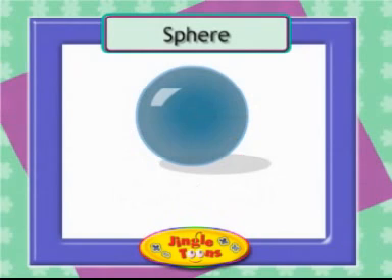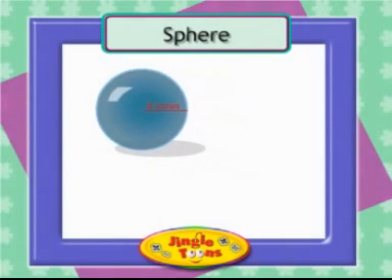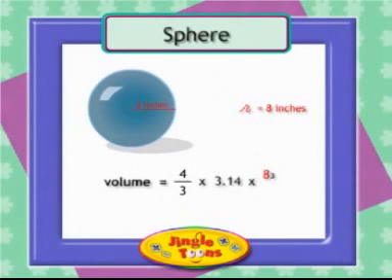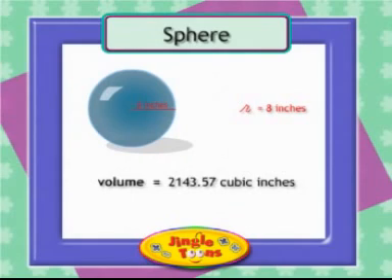Now here is an example. If you have to find the volume of a sphere with radius of 8 inches, you will have to do this. r is equal to 8. The formula is volume is equal to 4 upon 3 multiplied by pi multiplied by r cubed. So, volume is equal to 4 upon 3 multiplied by 3.14 multiplied by 8 cubed. Thus, volume is equal to 4 upon 3 multiplied by 3.14 multiplied by 512, which means volume is equal to 2143.57 cubic inches.